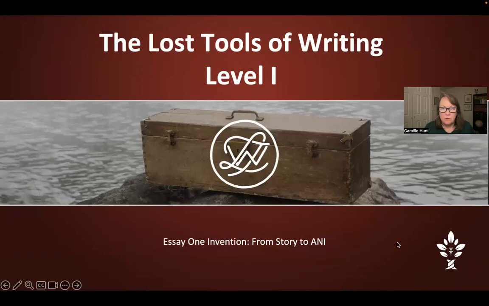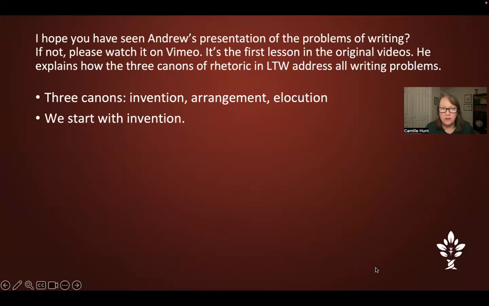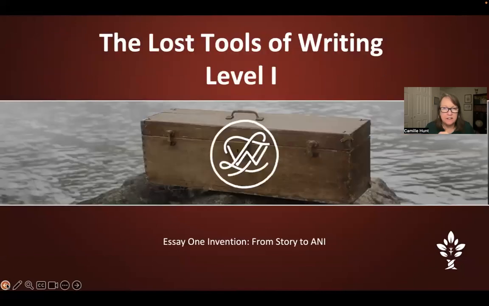We will start with Essay 1, Invention, and you can see that we're going back a little farther than the book goes. The book talks about the Annie, but we're going to talk also about the steps that we take to get to the Annie. So that's why this title is like this.